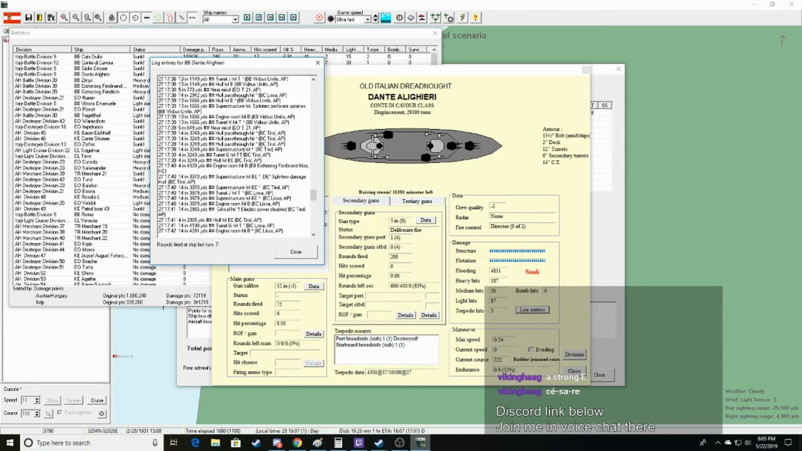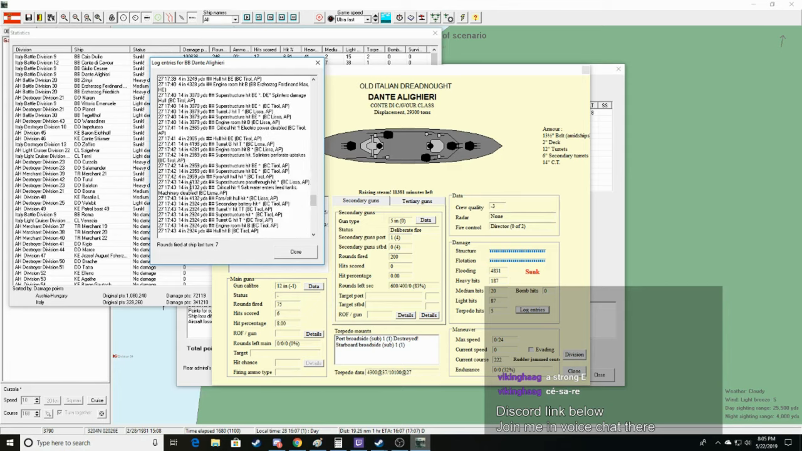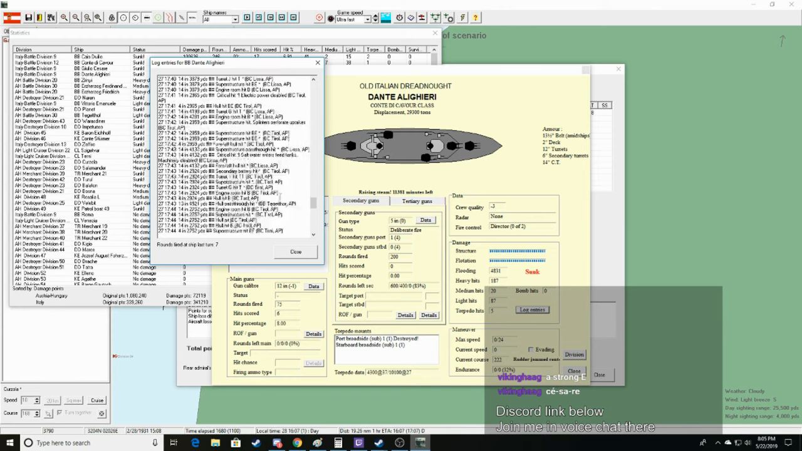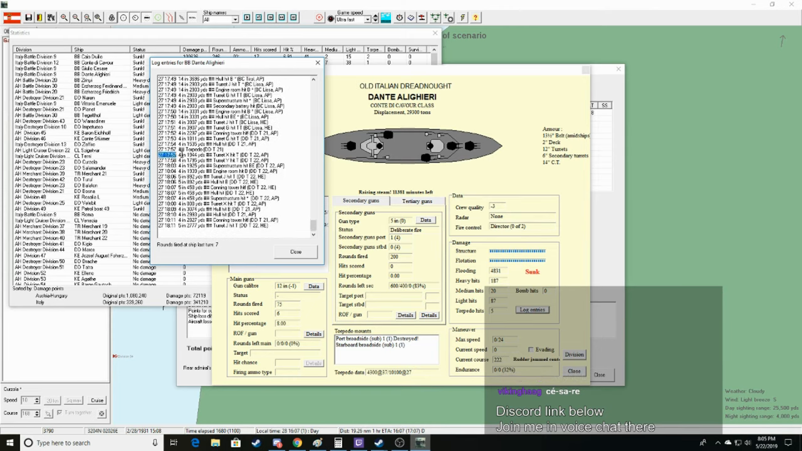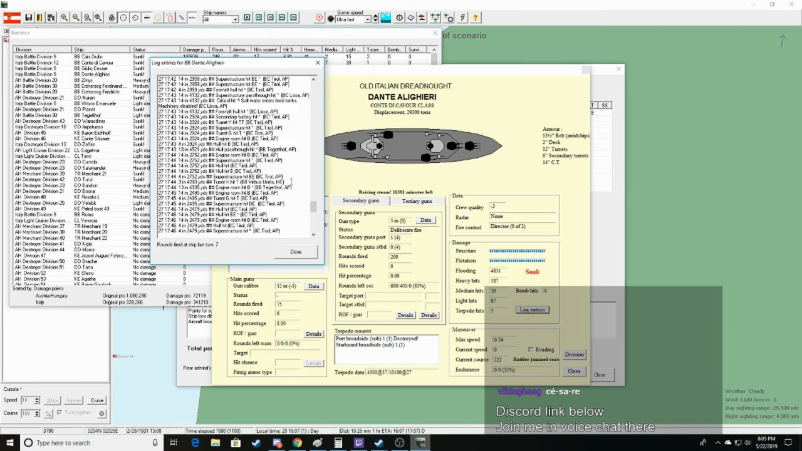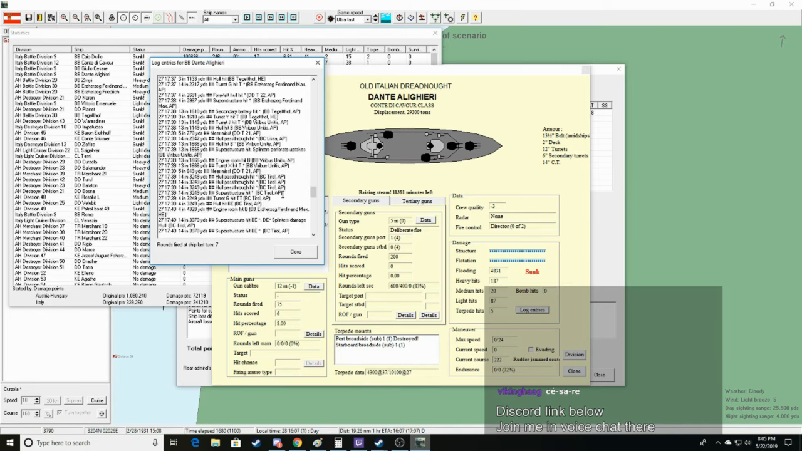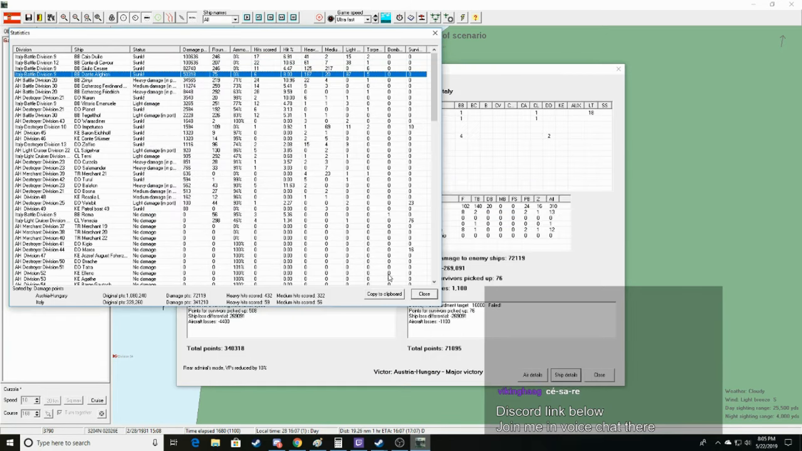Where are the other torpedoes on Dante? Oh yeah, T-21 right there, got a hit. Somewhere else in this, I think we got one. I'm not gonna bother looking.